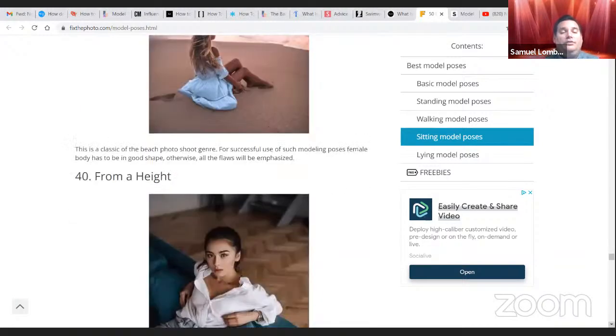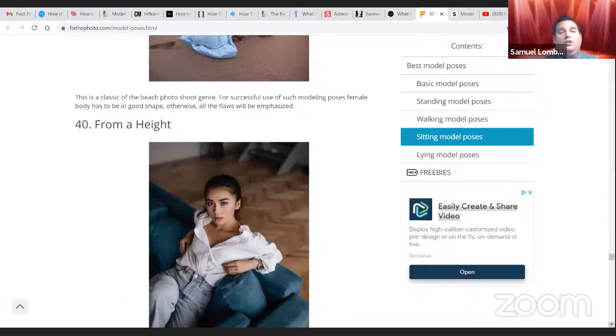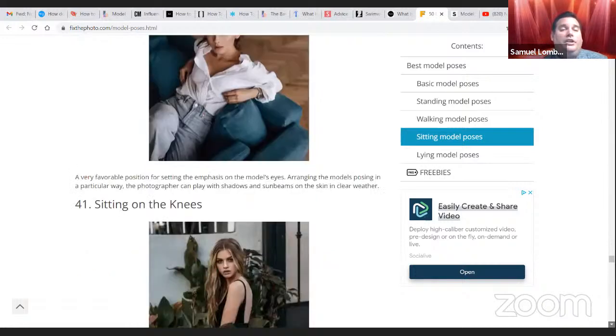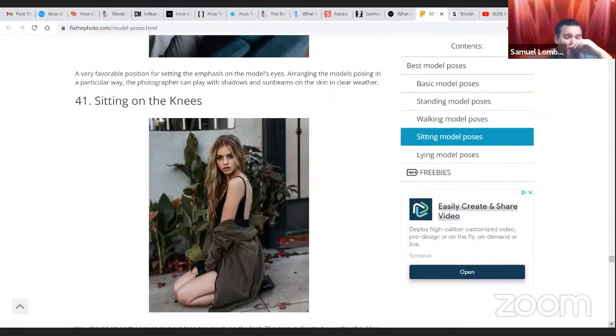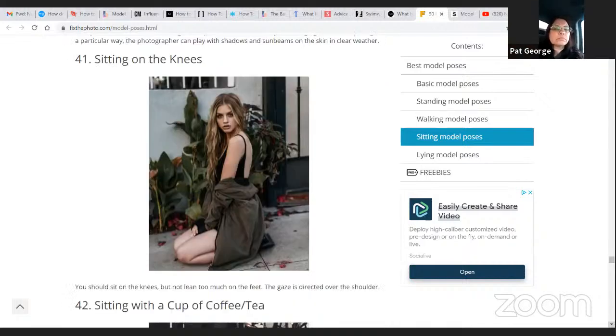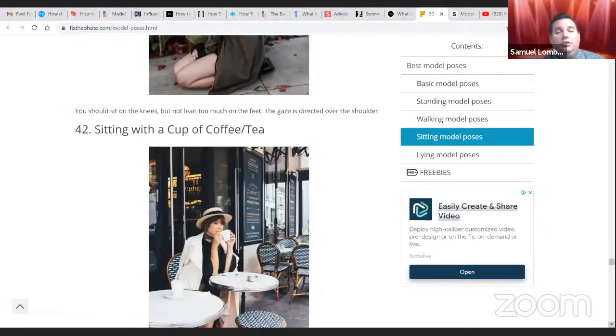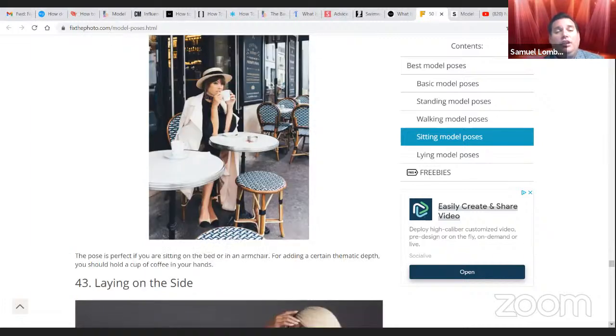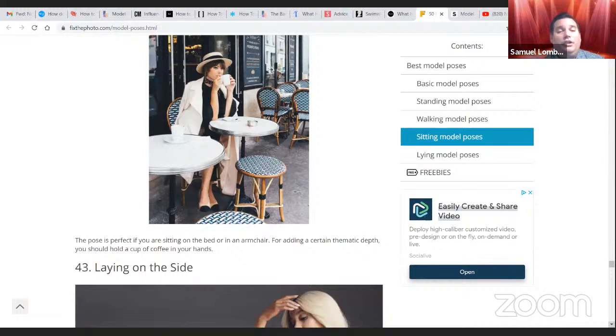From a height. So it looks like the photographer's taking a picture from like the ceiling, but not really. Sitting on the knee. Okay, this one it looks like she's doing on the outside, but she's on her knees and her buttocks is at the heel of her feet. Sitting with a cup of coffee or tea. So this is like you're on a date without your date. So how you dress for your date is pretty much how you want to dress for that. And if you have no dress, then at least be fashionable.